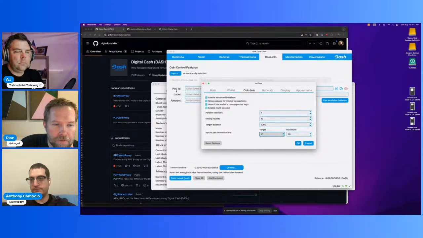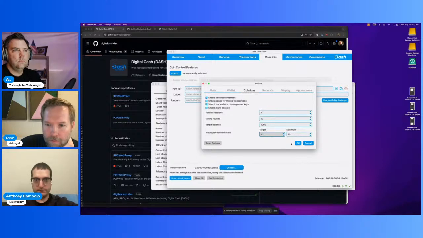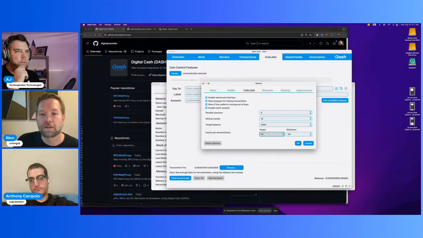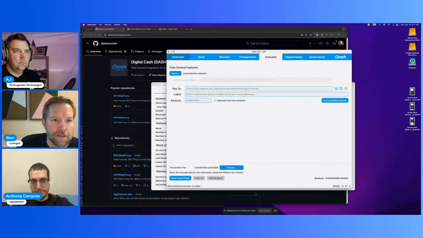I have something like 10, like 40 dash, I think, of balance in my wallet. So I guess go ahead and say yes. I might be the only person mixing on testnet right now. Like, not many people are using testnet.